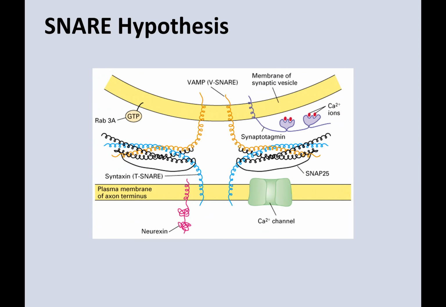This is just another diagram showing the SNARE interactions. Again, here are those alpha helices. So the blue is the T-SNARE, and the orange here is the V-SNARE, and you can see how the coils wrap around each other. Here's one of the SNAP proteins that's going to help break this interaction so that the membranes can come together and fuse. Here's our Rab GTPase.